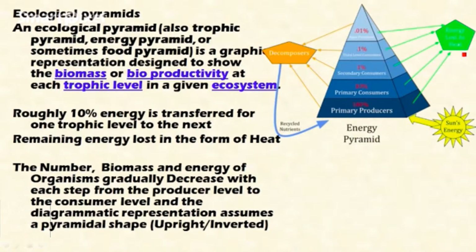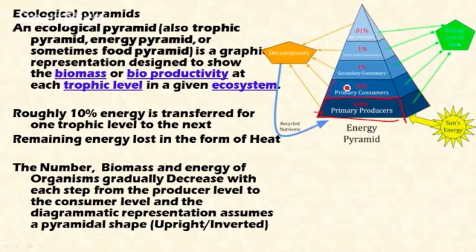It is a graphical representation designed to show the biomass or bioproductivity at each trophic level in a given ecosystem. So an ecological pyramid is a graphical representation. Here each trophic level is represented by horizontal slabs. For example, the primary producer is represented by a horizontal slab occupying the basic position, and the length of this horizontal line represents the quantum of number, biomass or energy it holds. For example, here the longer the length, the more energy, the more number.